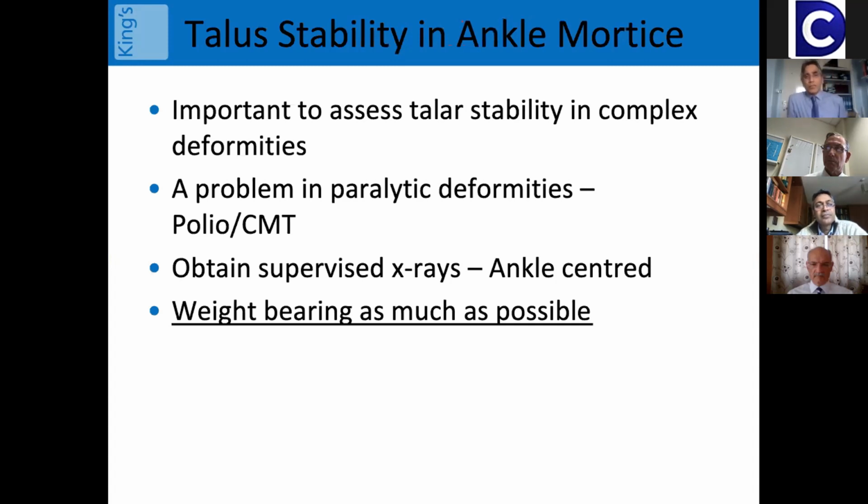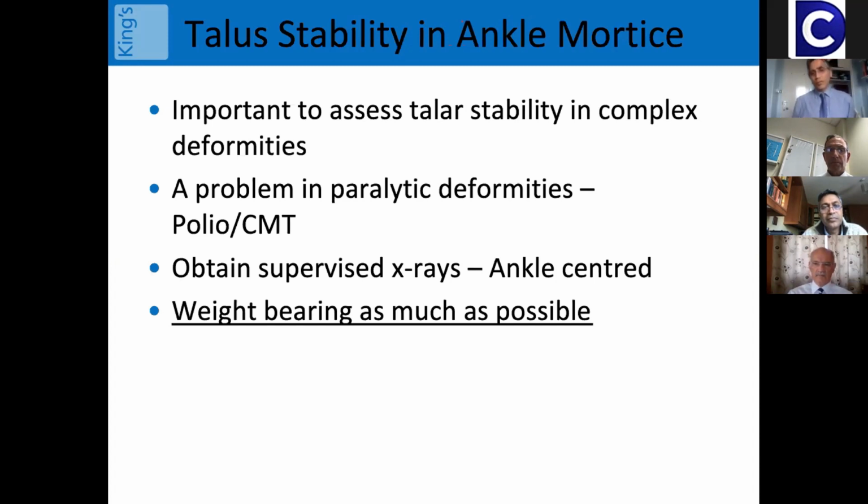And it's important, again and again, to assess that the foot is connected to the leg through the talus, and it's quite often forgotten, particularly when you're all excited about cavovarus deformity or planovalgus deformity. There might be incidental or associated talar instability.